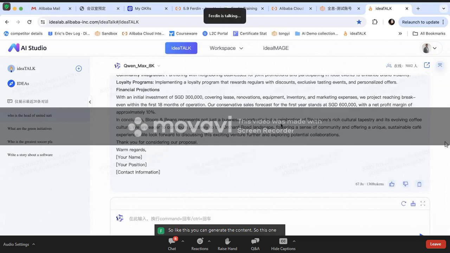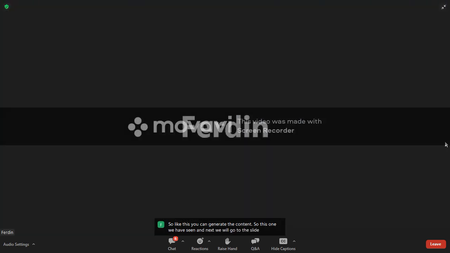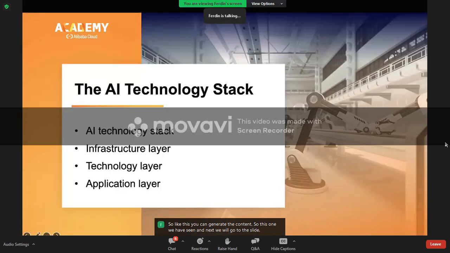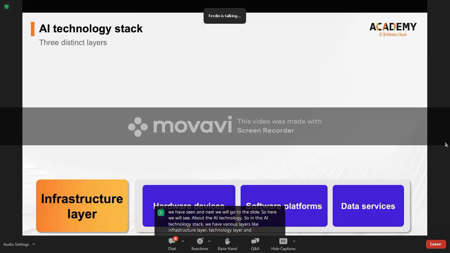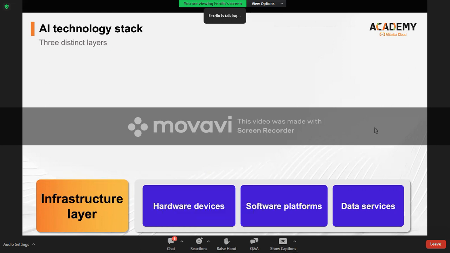This one we have seen, and next we will go to the slide. Here we will see about the AI technology stack. In this AI technology stack, we have various layers: infrastructure layer, technology layer, and application layer. In the infrastructure layer, we see the hardware devices, the computing devices which we use, like the CPU, the memory, that is the RAM, or the GPU, and other extra accessories which you need. Then we have the software platforms, the system which runs these hardware drivers. And then we have various data services also.